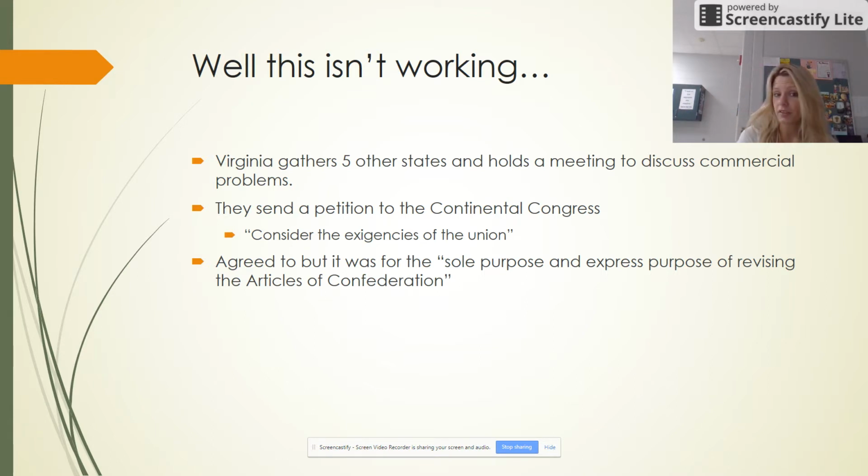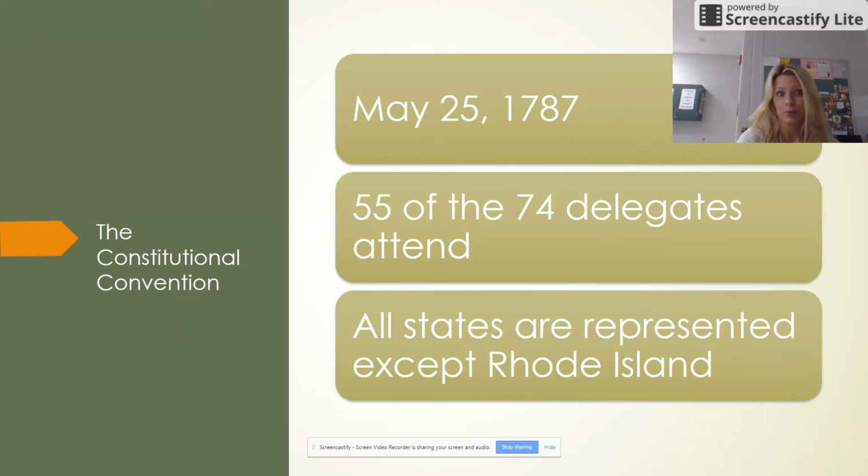Remember, to revise the Articles of Confederation, it has to be unanimous, and they don't want to have a strong central government still at this point in time. So they kind of like the Articles of Confederation. They don't want to get too far ahead of themselves. But not everybody goes that way.